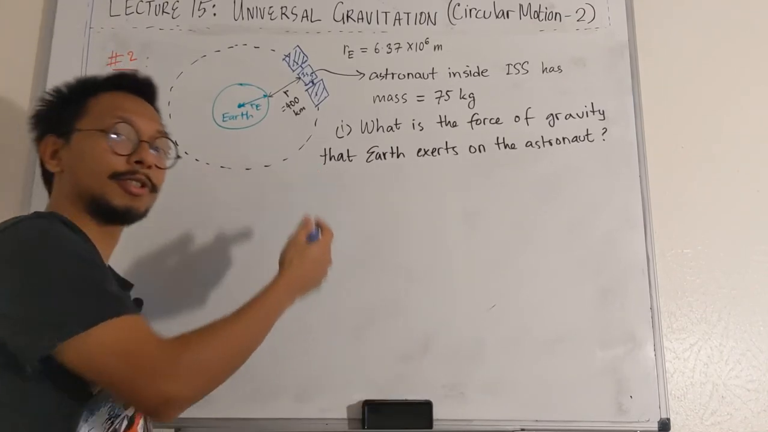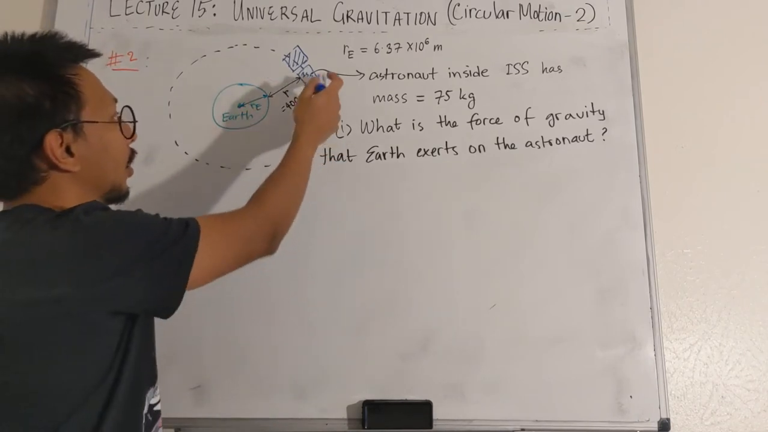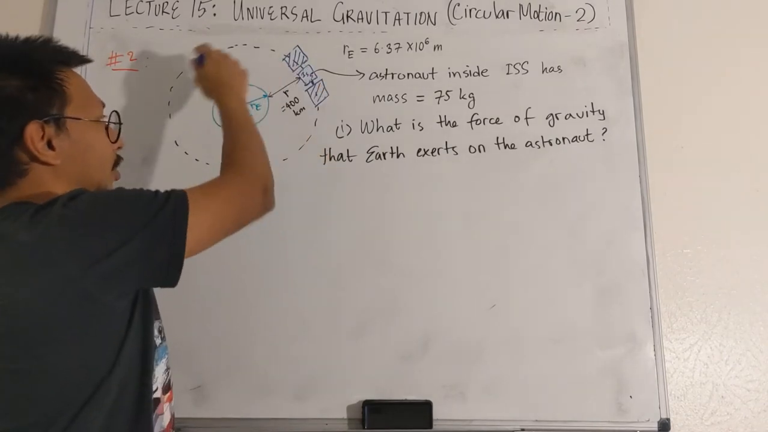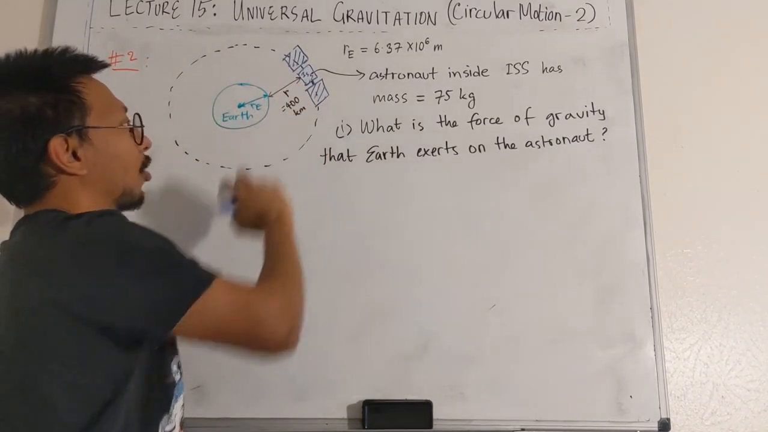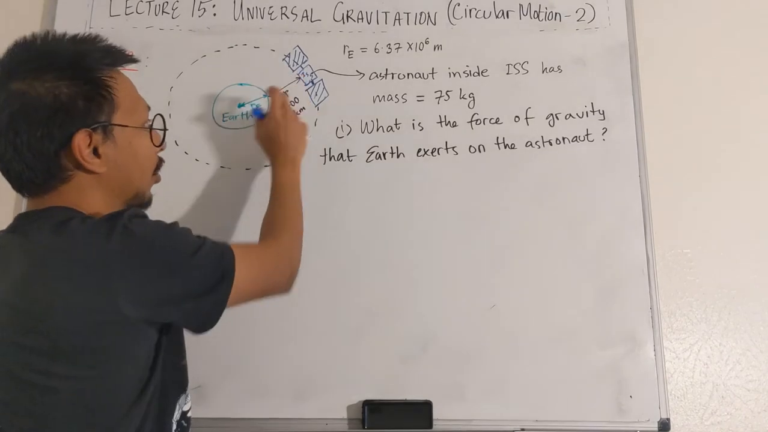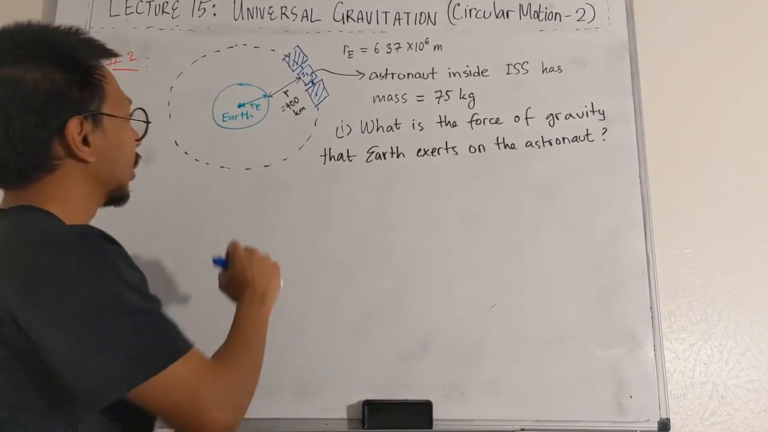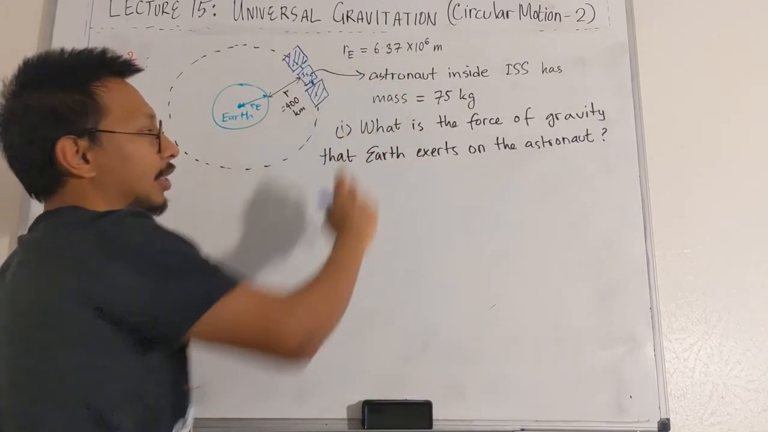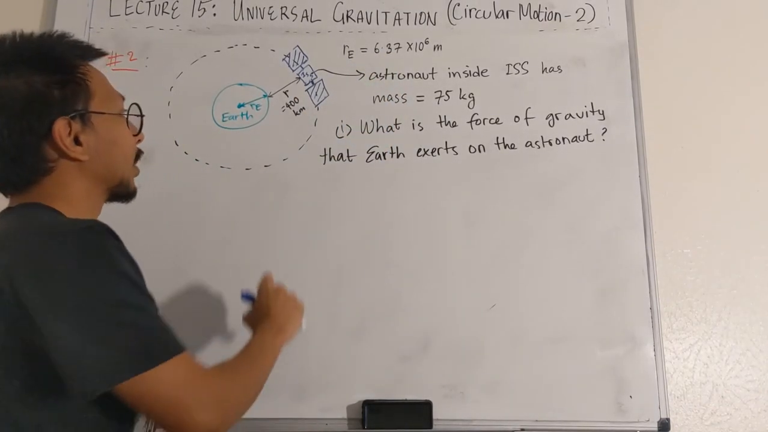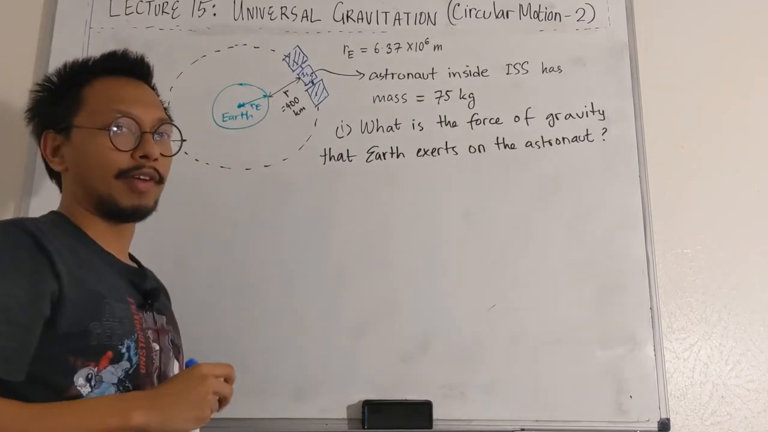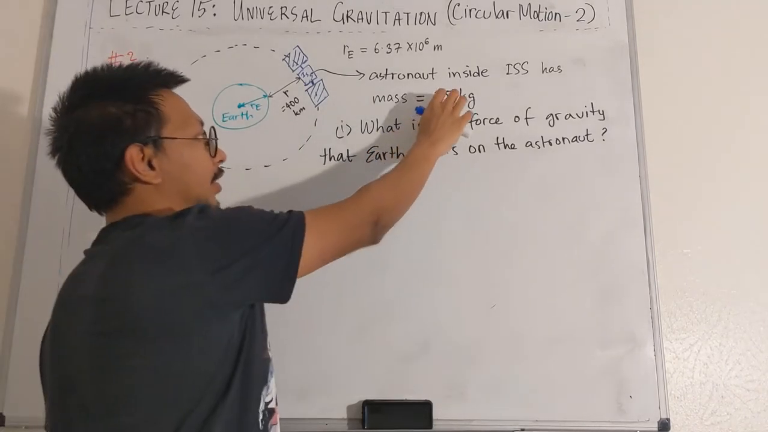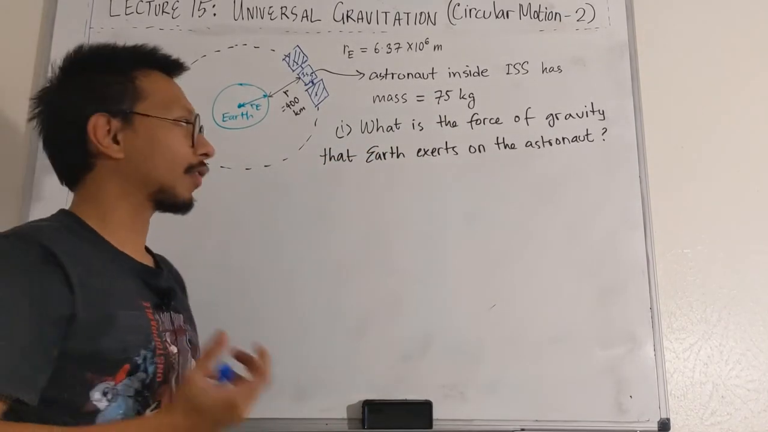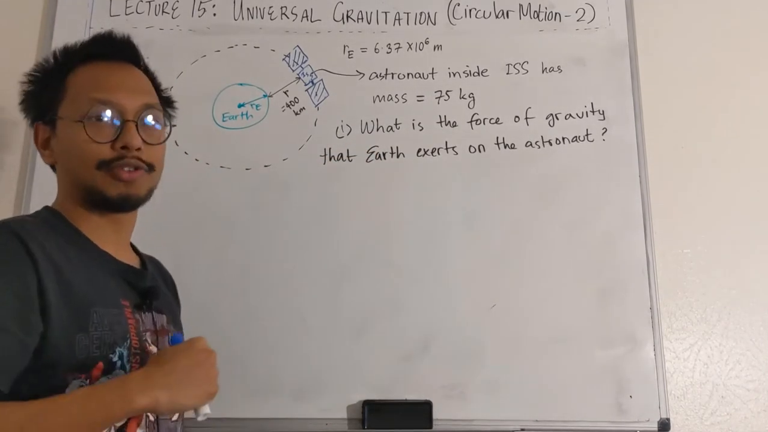Here we have the International Space Station, or ISS for short, circling around the Earth, and it's a circular orbit with an orbit radius of r, small r, which is equal to 400 kilometers, and the radius of the Earth is given to us to be 6.37 times 10 to the 6 meters. Inside the ISS we have an astronaut whose mass is said to be 75 kilograms. We want to know what is the force of gravity that the Earth exerts on the astronaut.